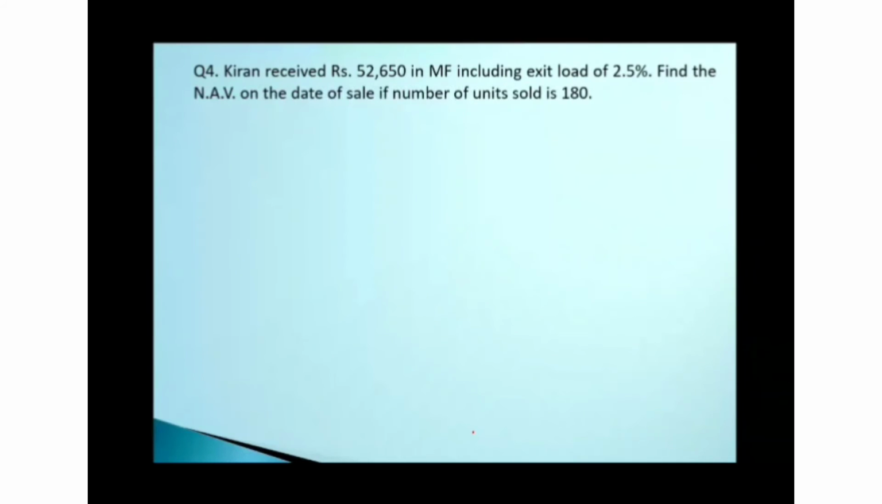Kiran received rupees 52,650 in the mutual fund, which is including the exit load of 2.5 percent. So find the NAV. This is what we're going to calculate on the date of sale, if the number of units sold is 180. So the number of units is given to you right now to be 180. Just take down this question, all of you, first.